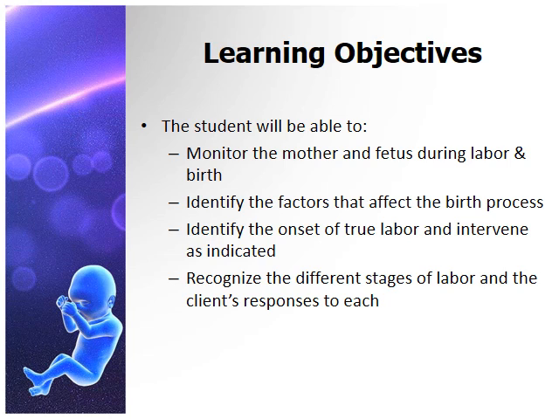Identify the factors that affect the birth process. There are reasons that sometimes babies don't deliver vaginally, and you'll be able to recognize those. Identify the onset of true labor versus not true labor and intervene as indicated, or know what the provider is most likely going to do to intervene. And recognize the different stages of labor and the client's responses to each. That's important to understand as far as knowing how labor progresses.